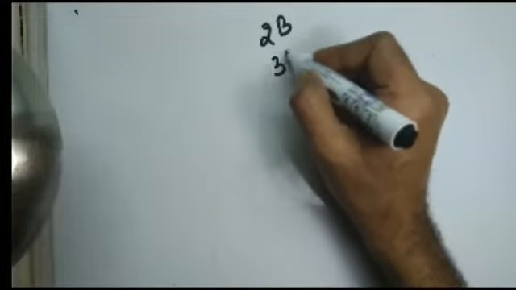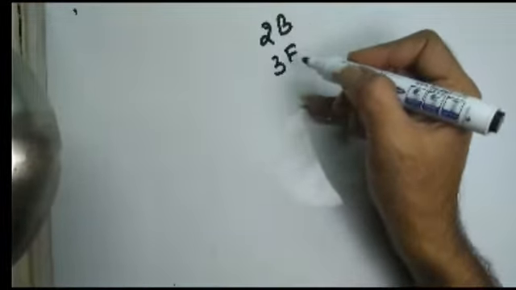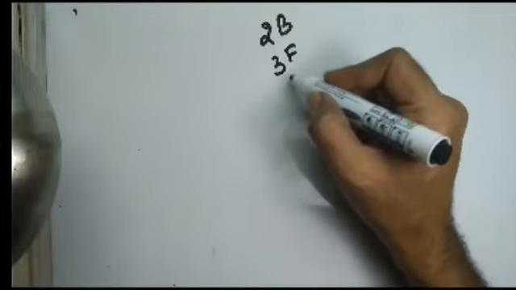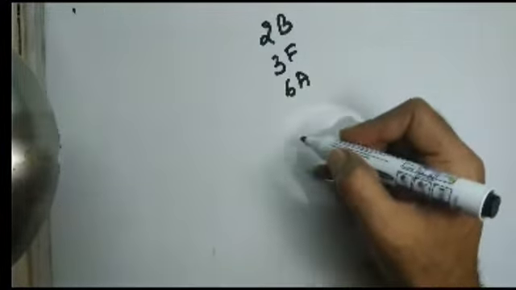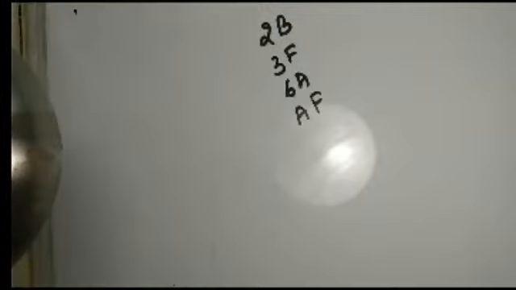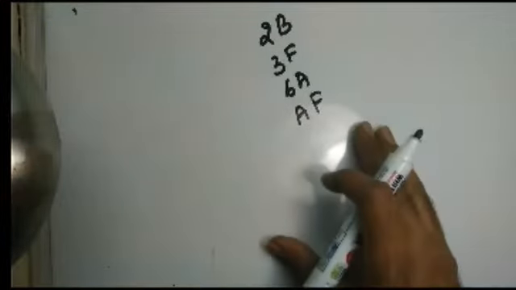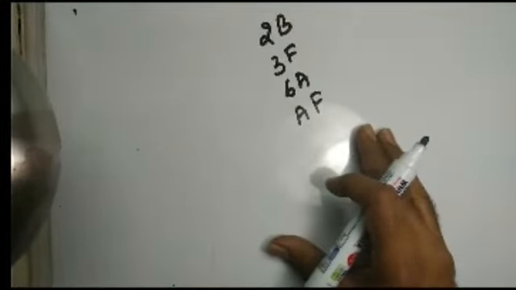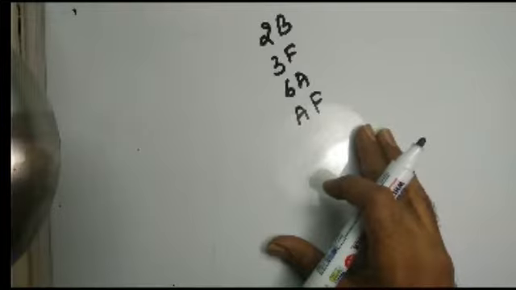Calculate the checksum of the following bytes, that is 2b. All these are 16-bit numbers. 3f, 6a, AF. Also show that the result is weighted checksum. Okay, this is the example we need to calculate: find the checksum value using the Fletcher's algorithm.